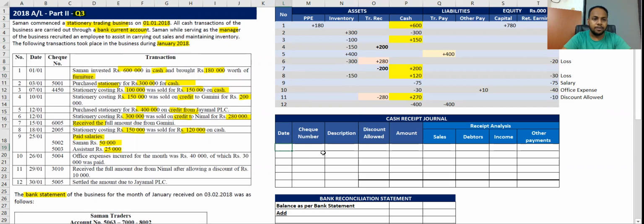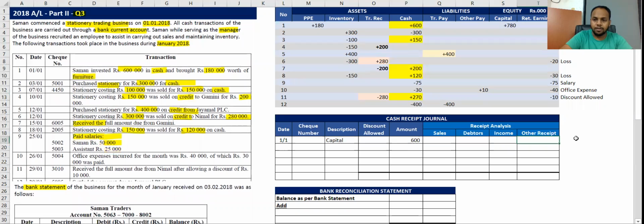Date, transaction number 1, 1st of January. Description: investment of capital. The amount is 600,000. So it's other receipt. So we put 600 as capital.